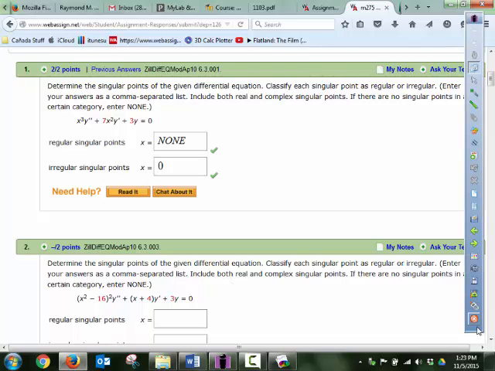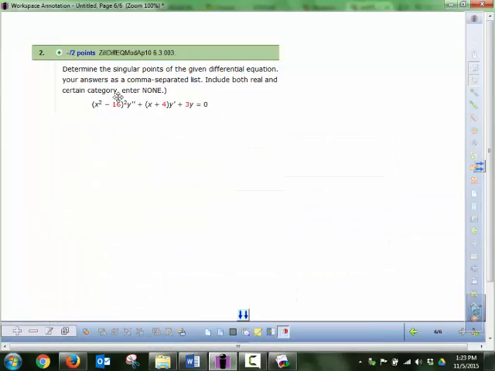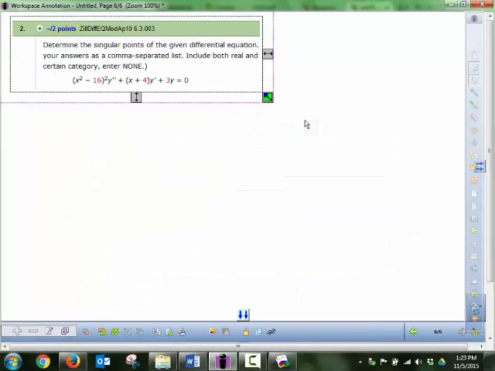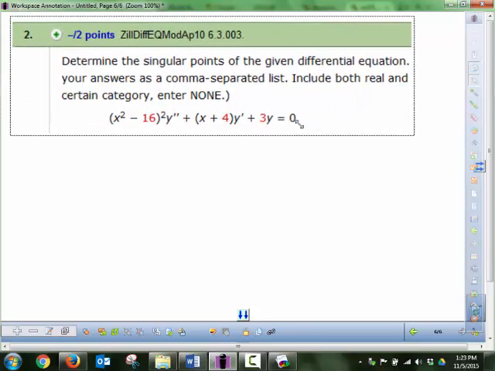Should we do another one? Just check for regular versus irregular singular points. You guys got the hang of this. This one's a little bit more interesting. Let's do number 2 just to make sure that we're golden. This one's a little bit more complicated.